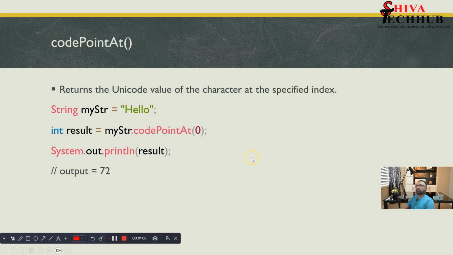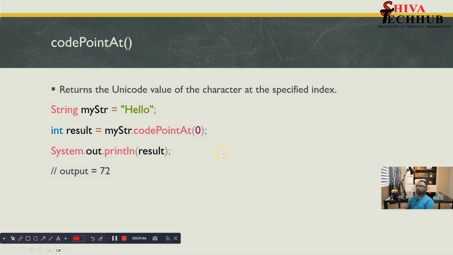So let's look at codePointAt. codePointAt returns the Unicode value of the character that is specified at the given index position. For example, I am giving the same index position, that is 0, right? The character that is present at the 0th index is h. So it returns the corresponding Unicode value of uppercase H, which is nothing but 72. So this will be the output of the codePointAt function.